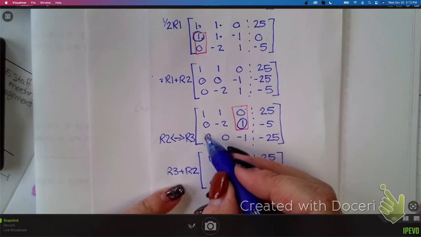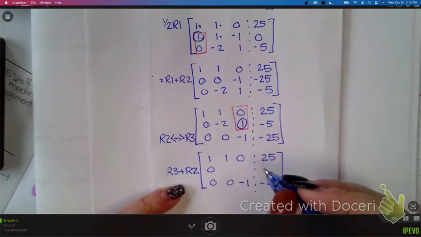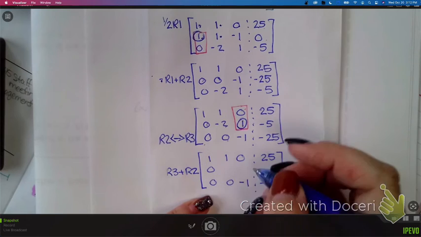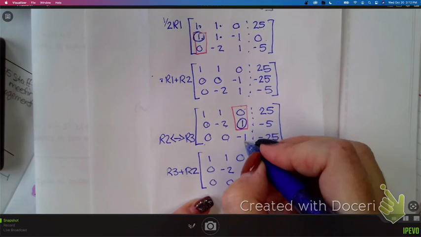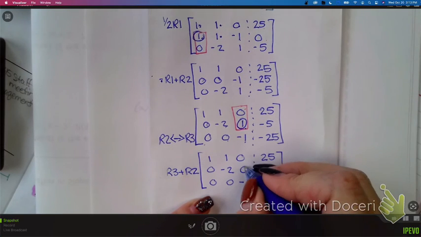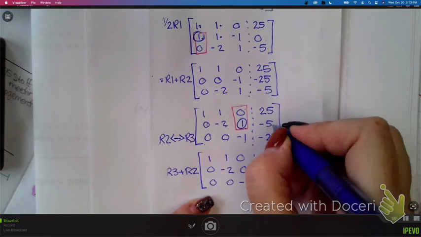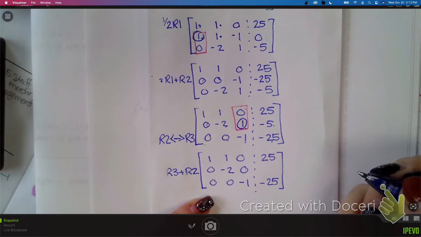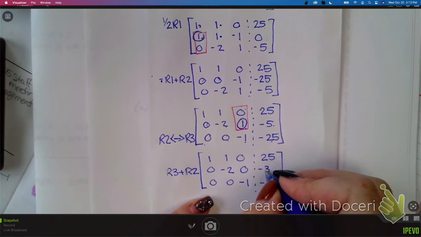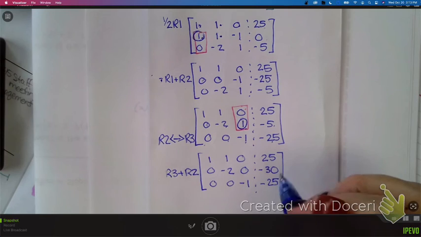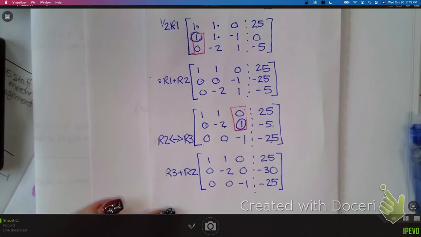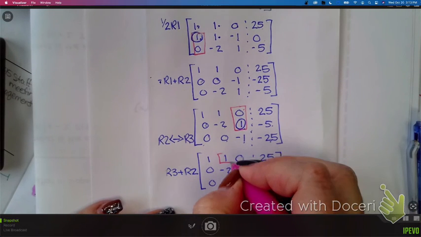So 0 plus 0 is 0. 0 and -2. And -1 and 1. 0. And -25 and -5. -30. Now, we need to next step eliminate this right here, yes?